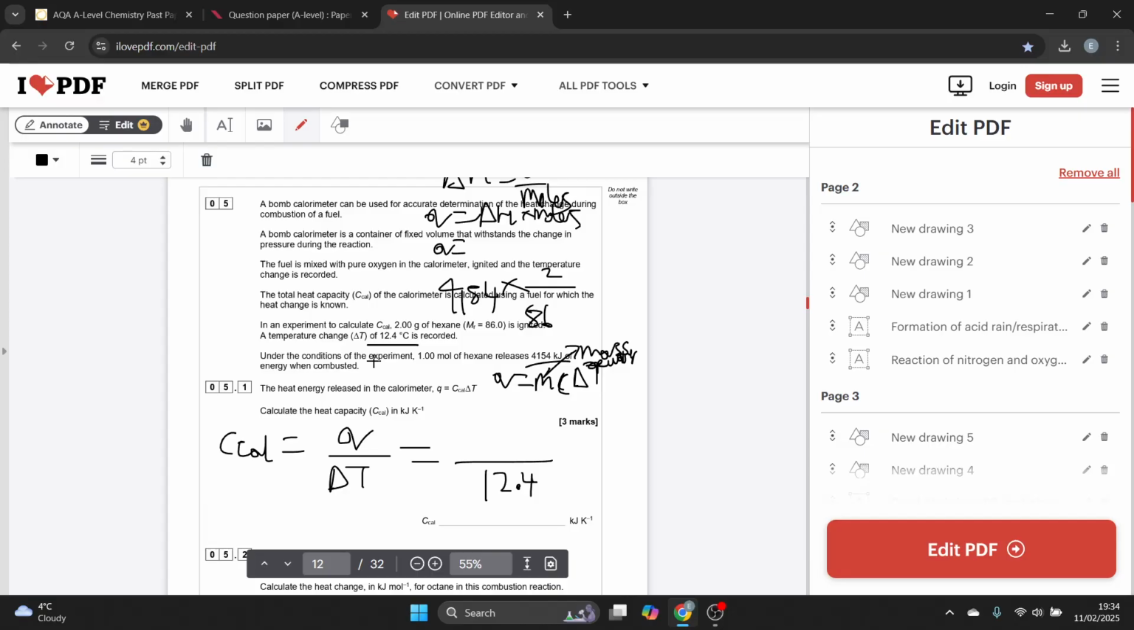So it's going to be 4154 times by 2 divided by 86, and then that's Q. But remember, I want Q in kilojoules K to the power minus 1. Q is measured in joules K to the power minus 1. So I need to then divide my answer by 1000 and then divide that by delta T, which is 12.4. And I get 7.79 times by 10 to the power minus 3.